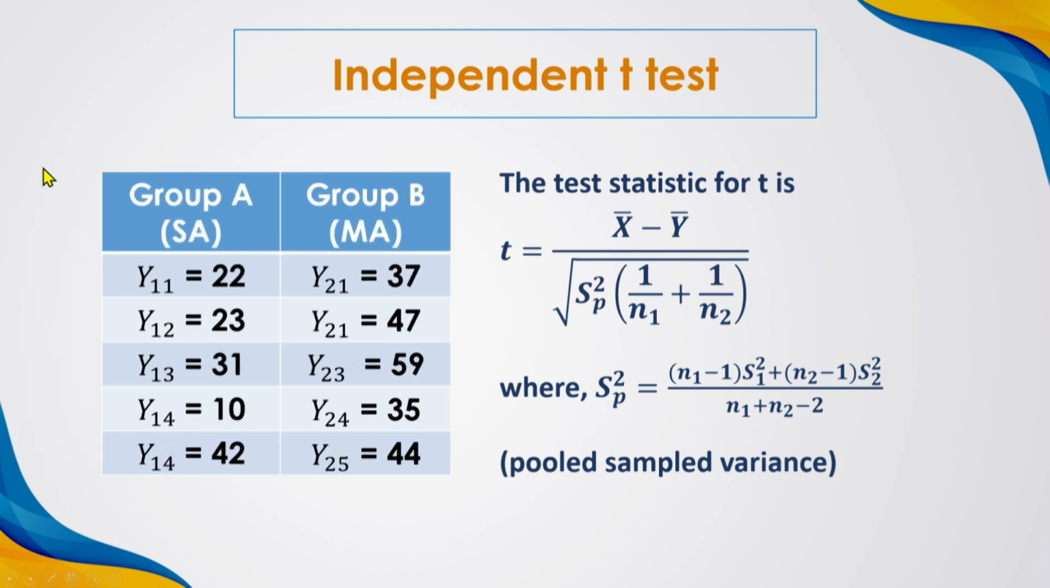Now, let us go back to the data set where we have two groups. The first group is SA, storytelling audio, and next is musical audio. Let us recollect these observations. Using this data we compute all the ingredients of the T statistic, that is x bar, the mean of the storytelling group, and y bar, the mean of the musical audio group, and S1 square, the sample variance of the first group, S2 square, the sample variance of the second group. Based on S1 and S2 we will compute Sp square and then the T statistic.